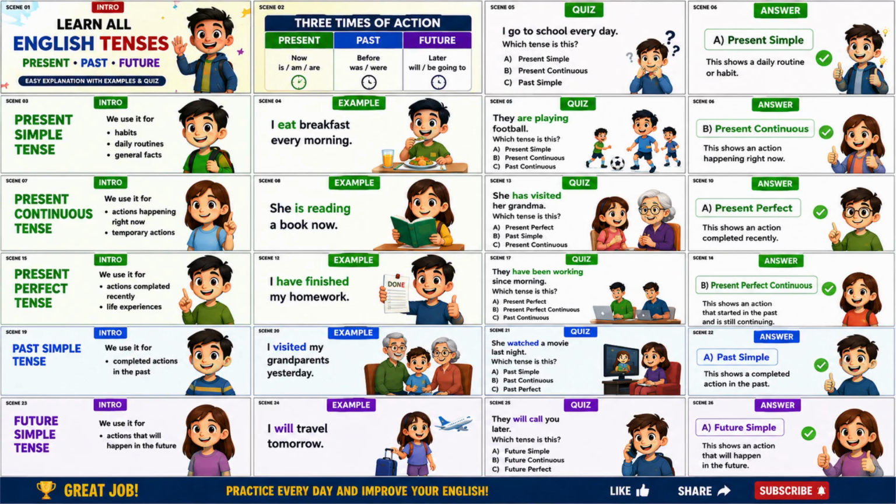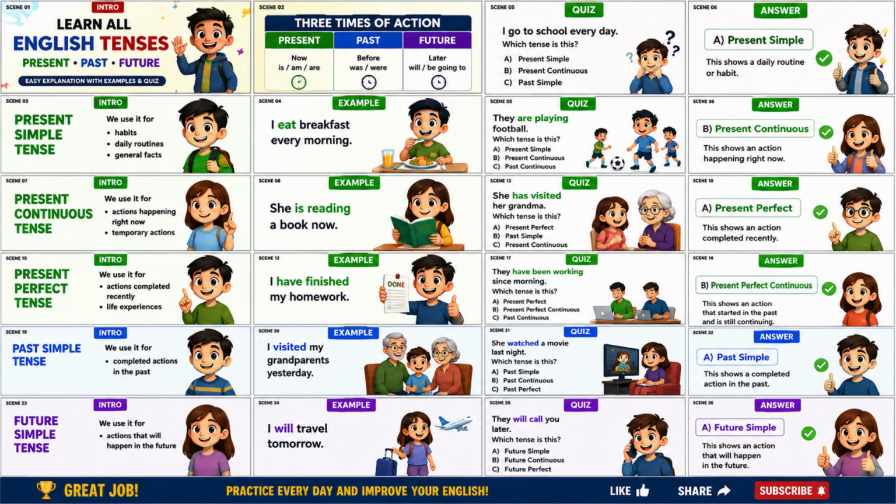Now, future perfect tense. This shows an action completed before a future time. Example, I will have finished my work by 6 p.m. She will have arrived before noon. Structure, subject plus will have plus past participle.